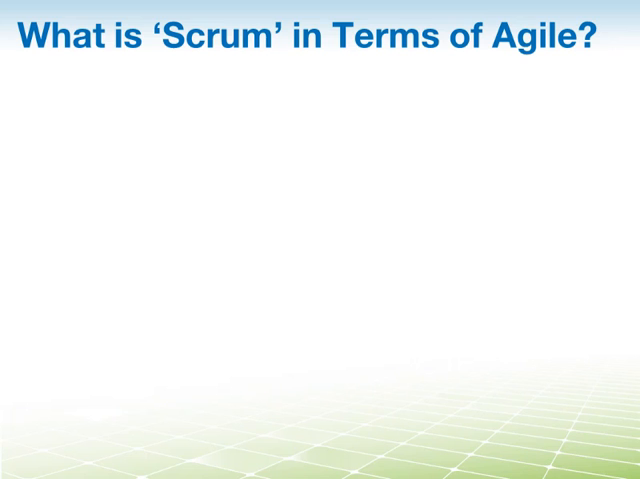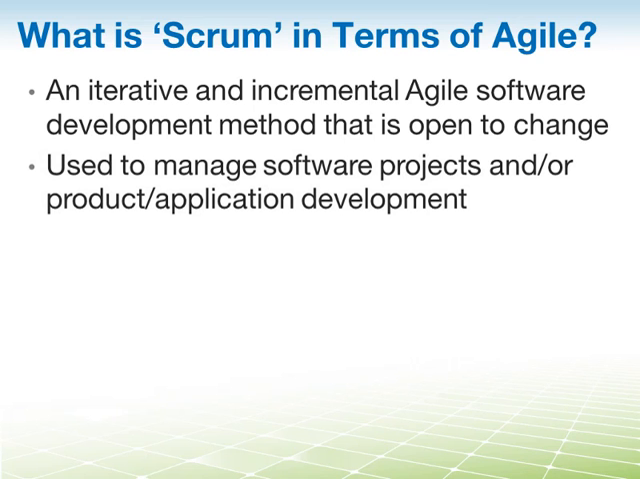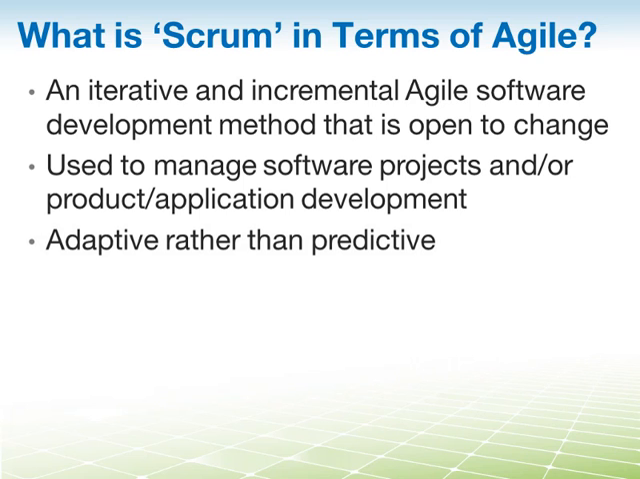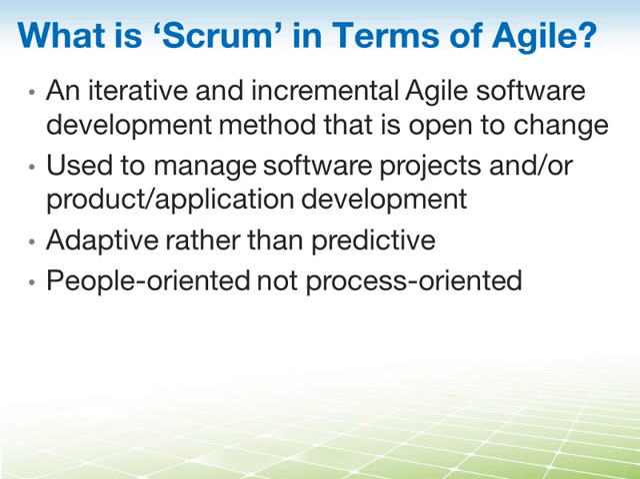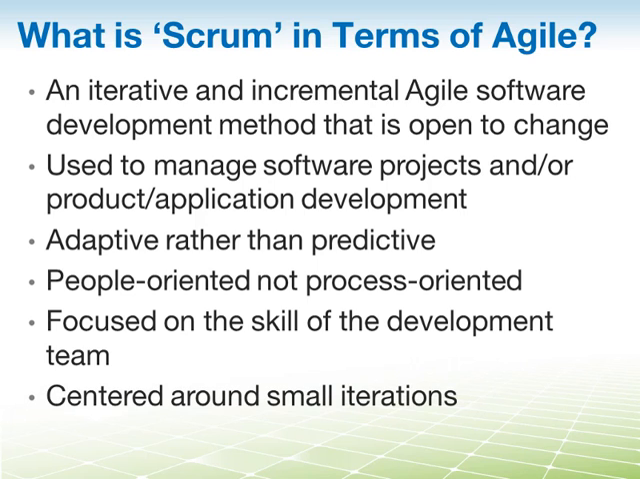Basically, Agile software development outlines what to do on your projects, and the methods like Scrum describe how to do it on your projects. In general, Scrum can be characterized as an iterative and incremental Agile software development method that is open to change. It is used to manage software projects and/or products or application development projects. It is adaptive rather than predictive. It is people-oriented, not process-oriented, focuses on the skills of the development team, and is centered around small iterations.